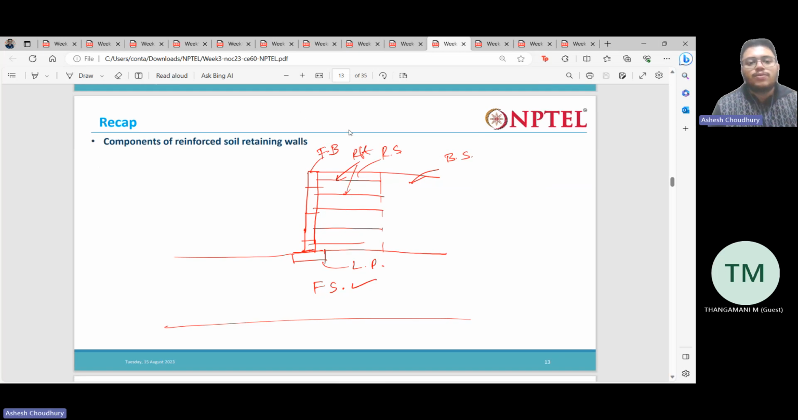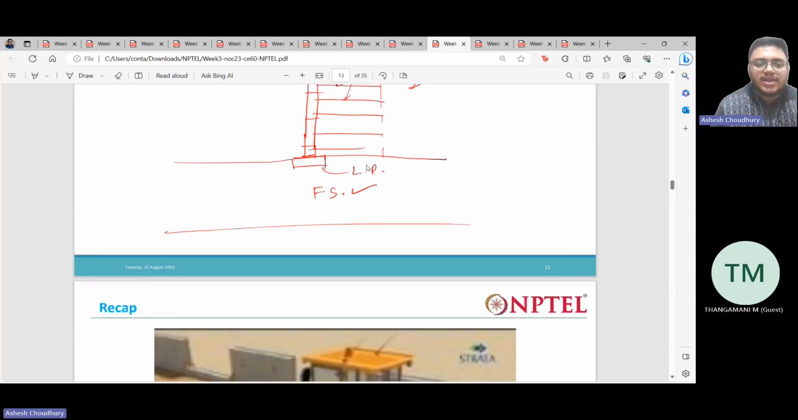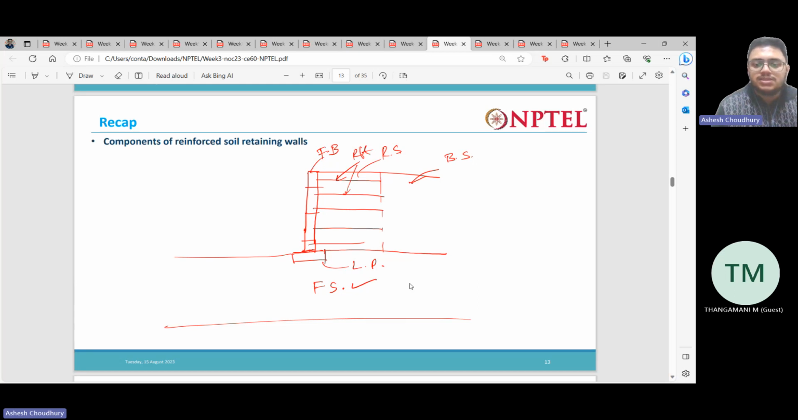So what are the main components of a reinforced wall? We have the facing blocks, the reinforcement, the reinforced soil, the backfill soil, the leveling pad, and the foundation soil. So we saw this video where they showed how to construct a reinforced soil wall from start to end. So why are leveling pads given? Leveling pads are actually made of PCC, plain cement concrete. They just give a plain surface for us to construct the reinforced wall.